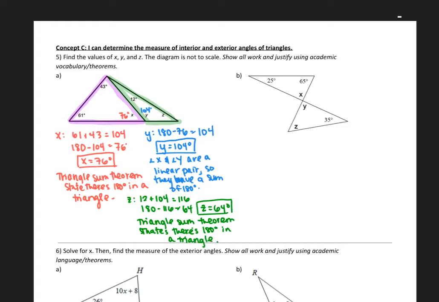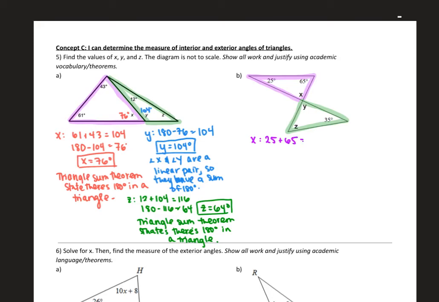All right, let's look at B. So again, B, we have two triangles. I have the triangle up top and the triangle on the bottom, and we're going to start with a triangle with two angles, and that's going to be the top triangle. So to solve for angle x, we're going to do 25 plus 65 and subtract from 180.